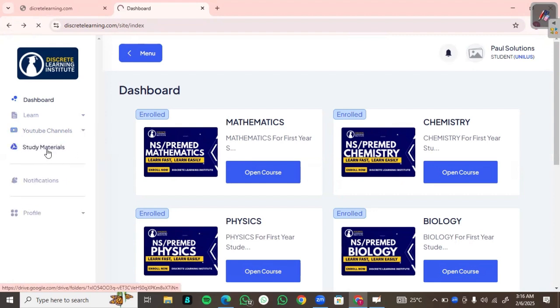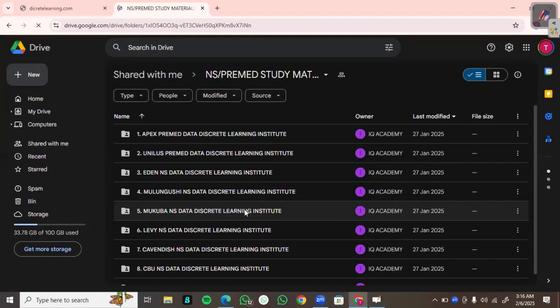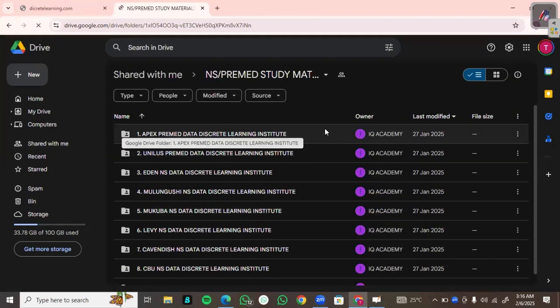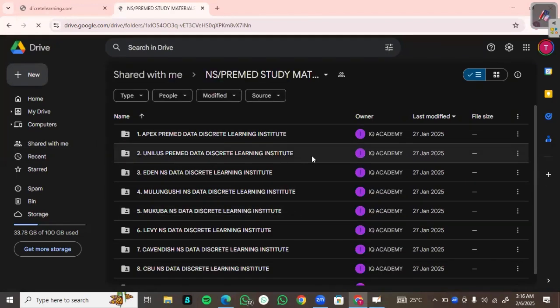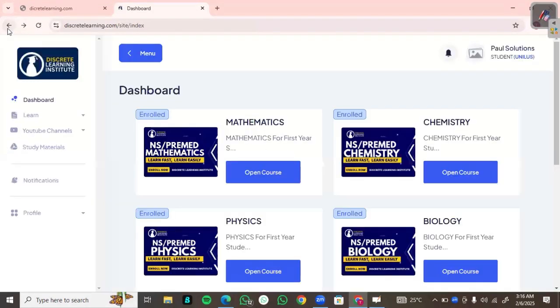When I click on study materials there, it's going to take me to this page where we have different study materials based on your university. So if you're from Apex, you open the Apex folder. If you're from Unilas, you open the Unilas folder. Then you open that just like that. If you're from UNZA, you open the one for UNZA. Right, so let's go back there and then check what we have inside the courses there.